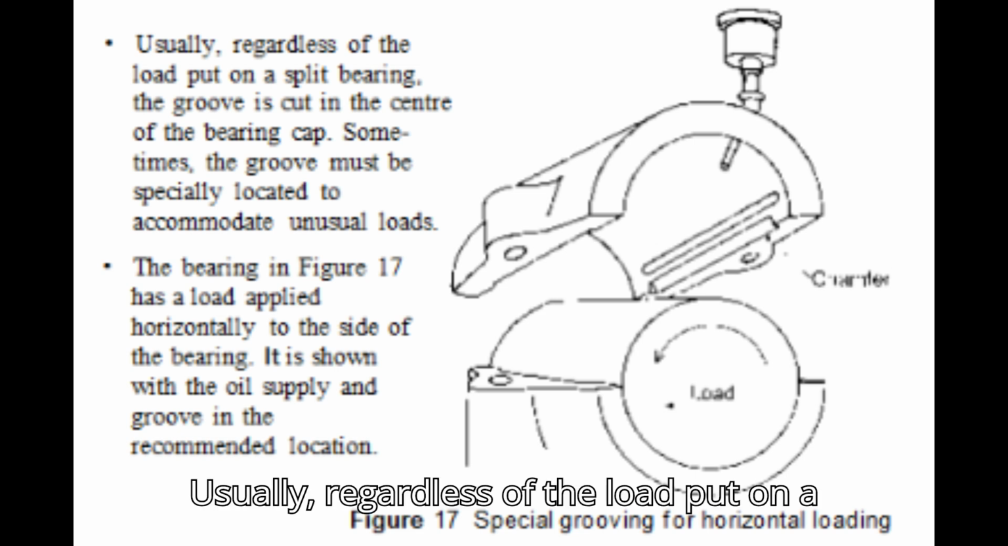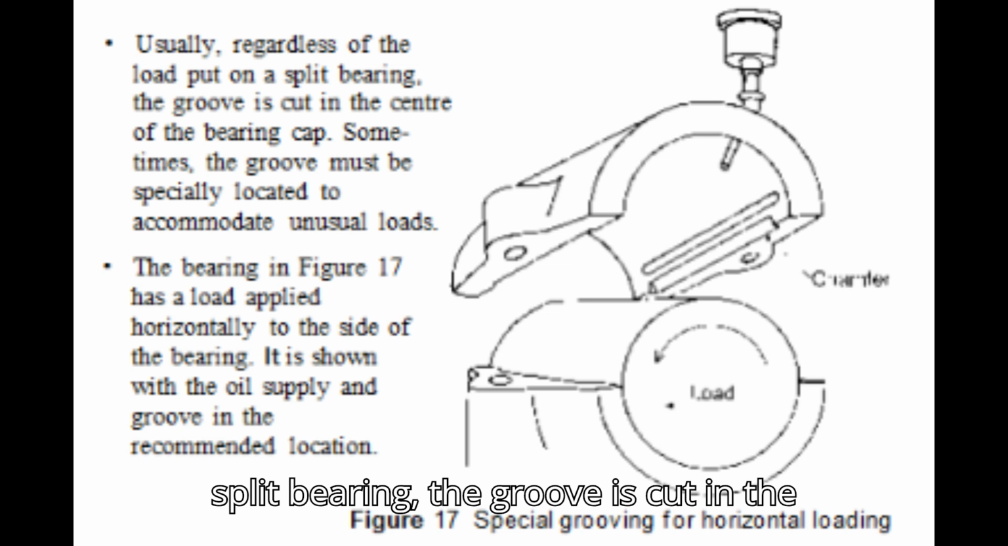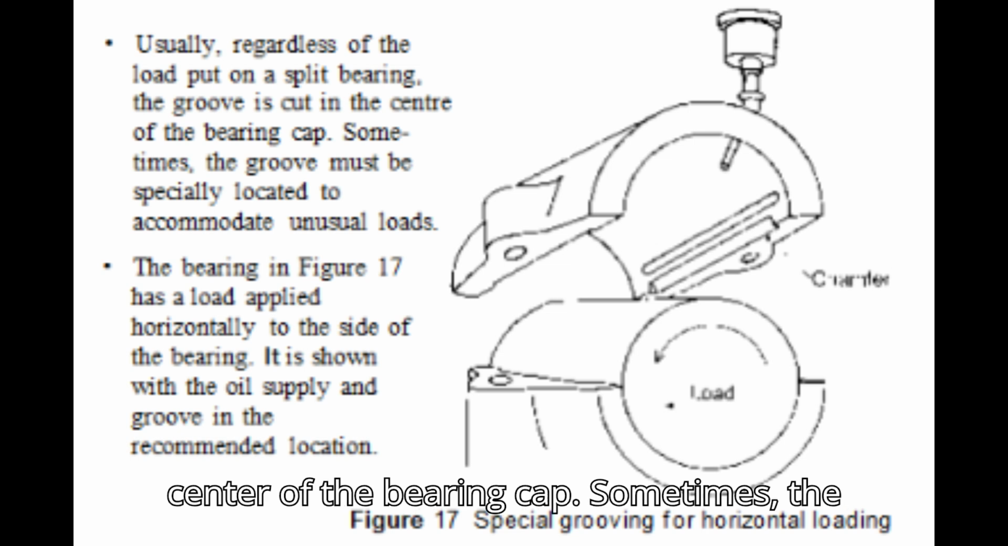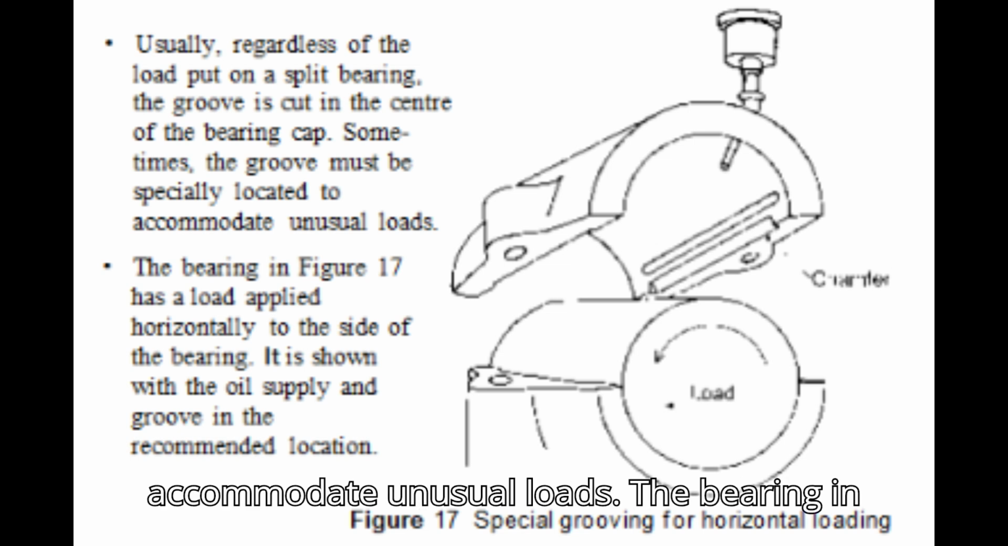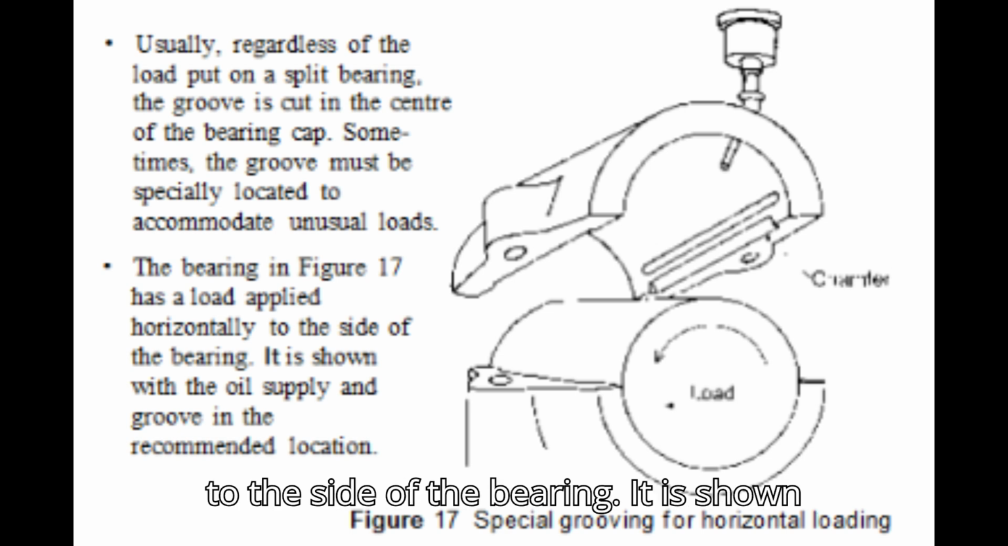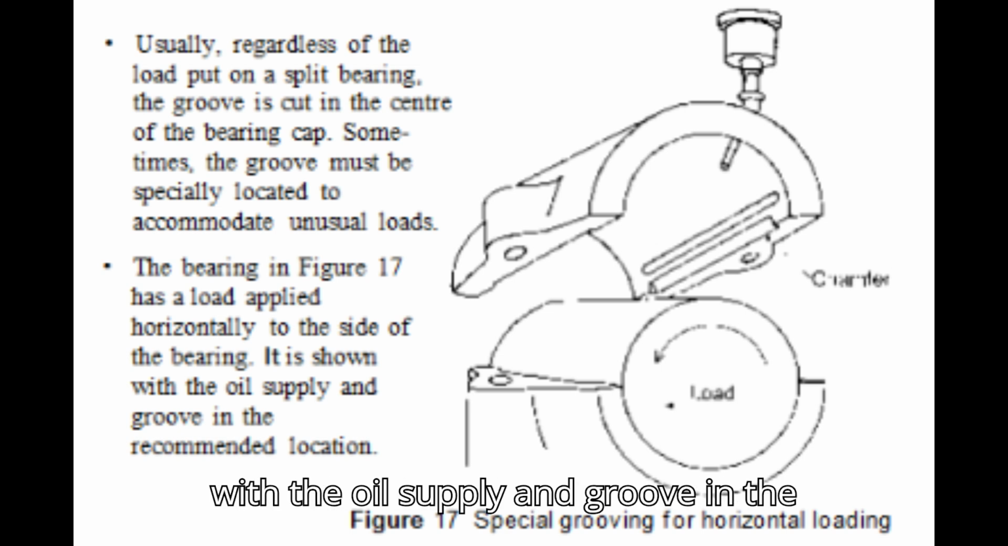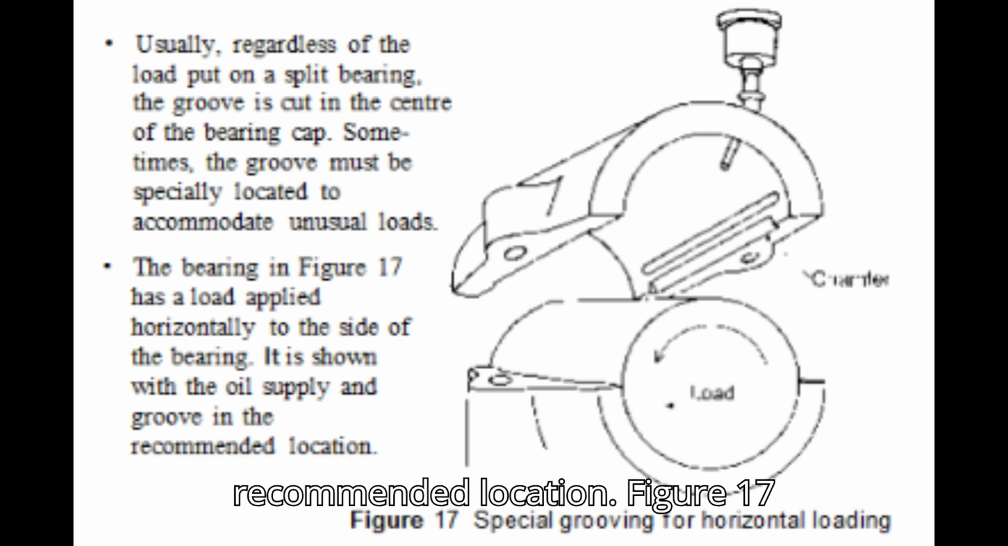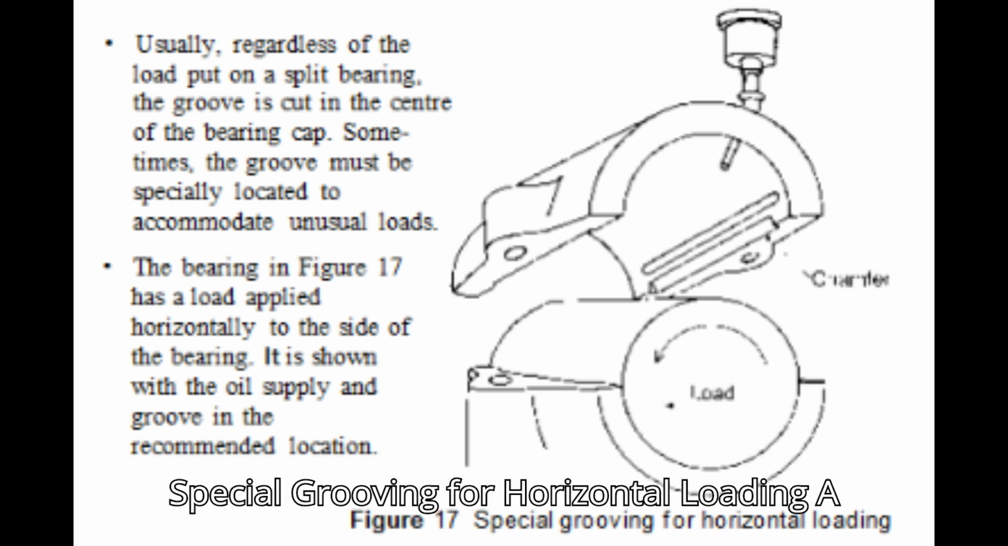Usually, regardless of the load put on a split bearing, the groove is cut in the center of the bearing cap. Sometimes, the groove must be specially located to accommodate unusual loads. The bearing in Figure 17 has a load applied horizontally to the side of the bearing. It is shown with the oil supply and groove in the recommended location. Figure 17, special grooving for horizontal loading.